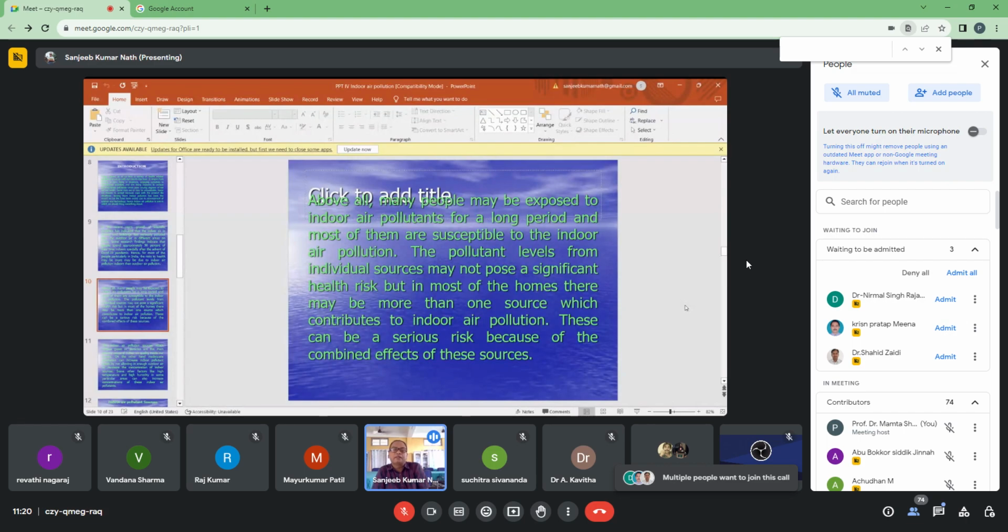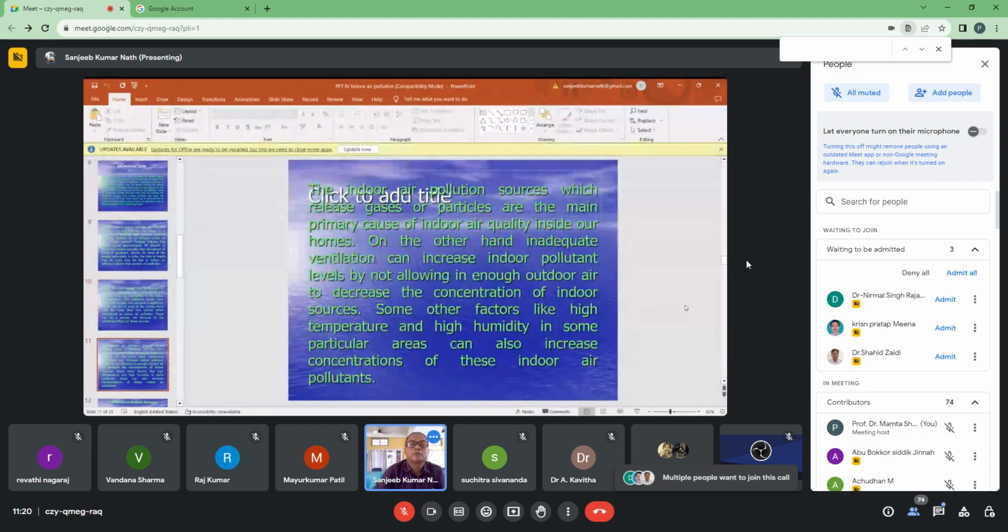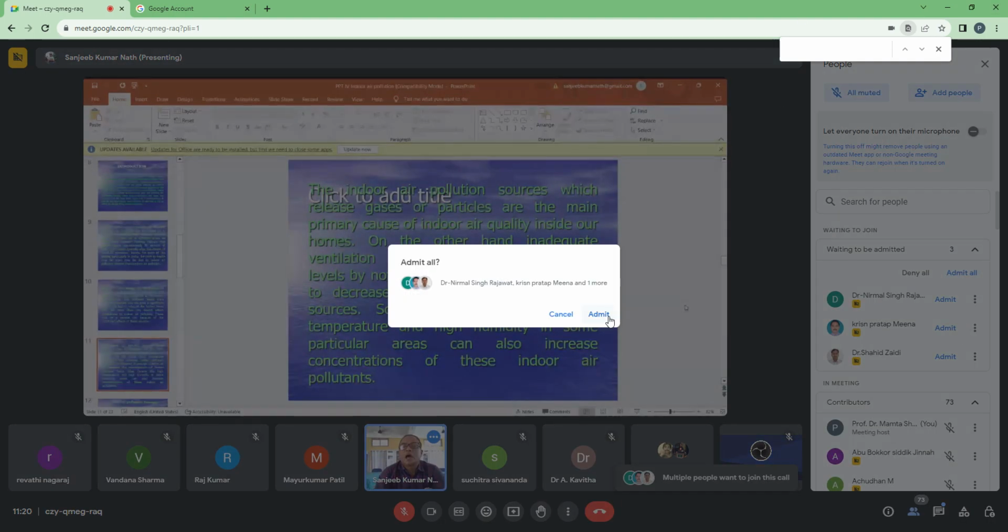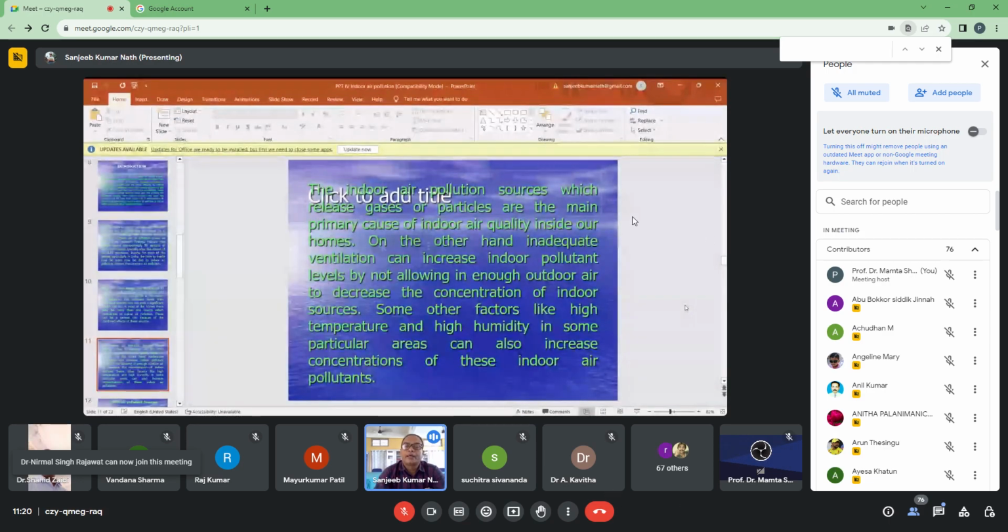So the pollutant level from individual sources may not pose a significant health risk, but in most houses there may be more than one source which contributes to indoor air pollution and may be a very big risk to us. Indoor air pollution sources which release gases or particulates are the main primary cause of poor indoor air quality inside our homes. On the other hand, inadequate ventilation can raise indoor pollutant levels by not allowing enough outdoor air to decrease the concentration of indoor air pollutants.